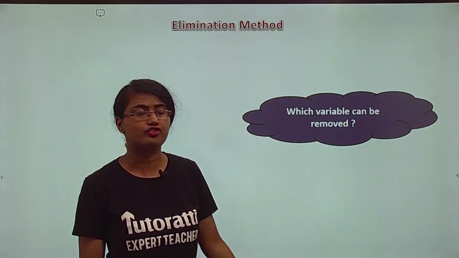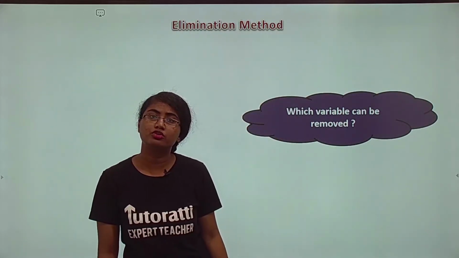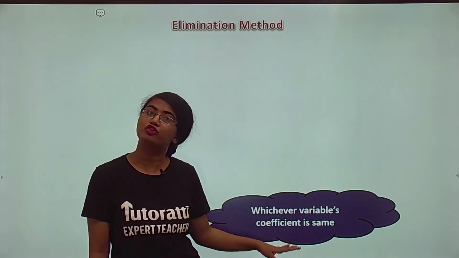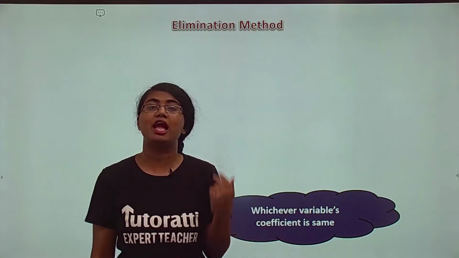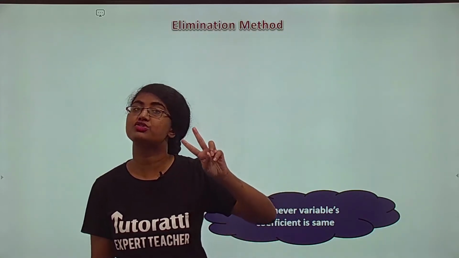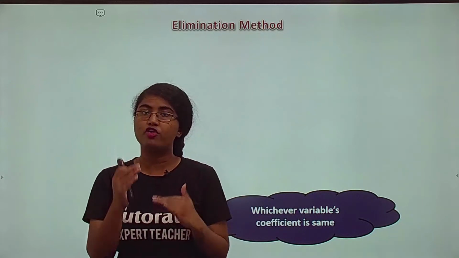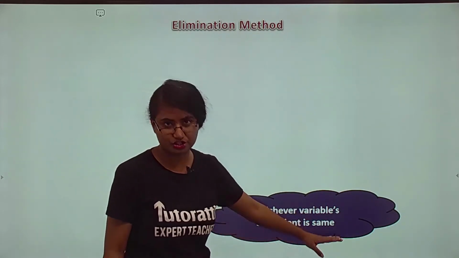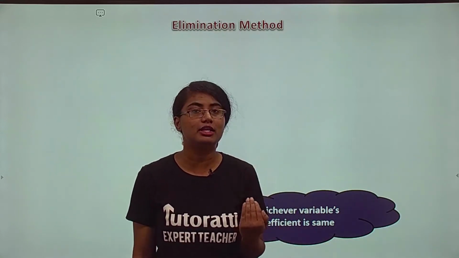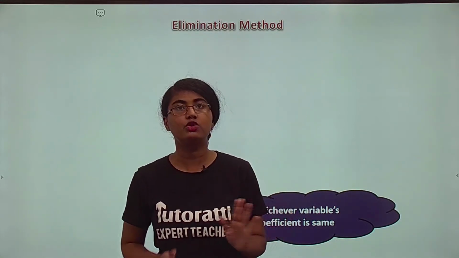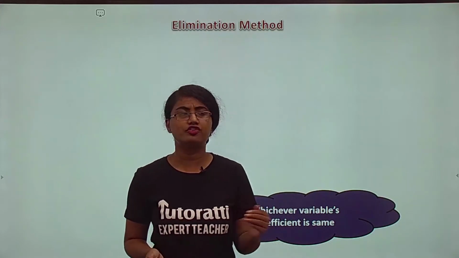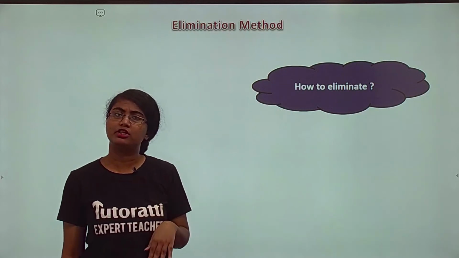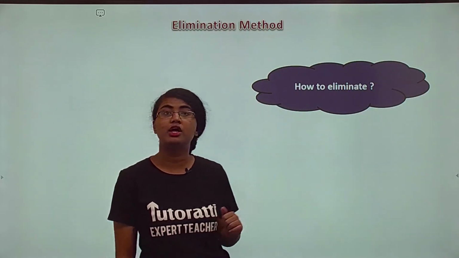How? First of all, which variable can be removed? We have to compare the coefficients. Now first of all, pair of equations, that means two different equations will be given to you. So you compare the coefficients of your variables. Those whose coefficients are the same, those variables can be eliminated. Okay, we'll be looking into examples of these methods. So first of all, let's try to understand the theory. Now let's come to the question, how do we eliminate this?